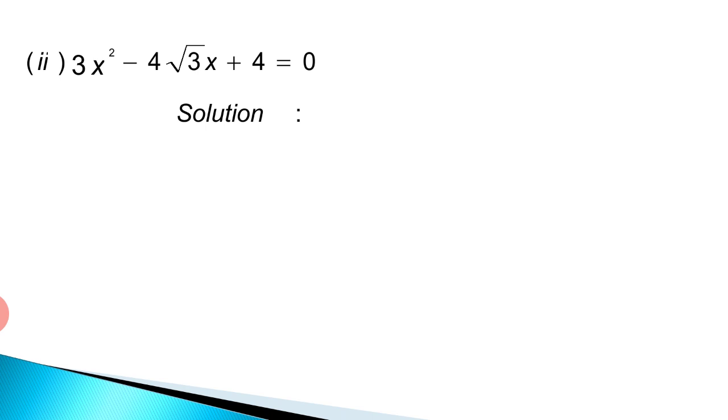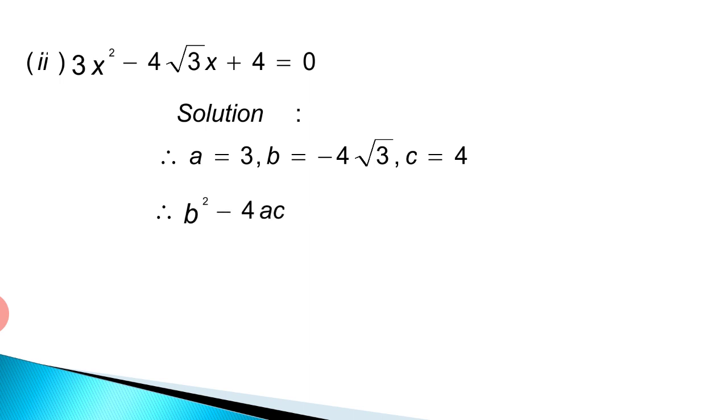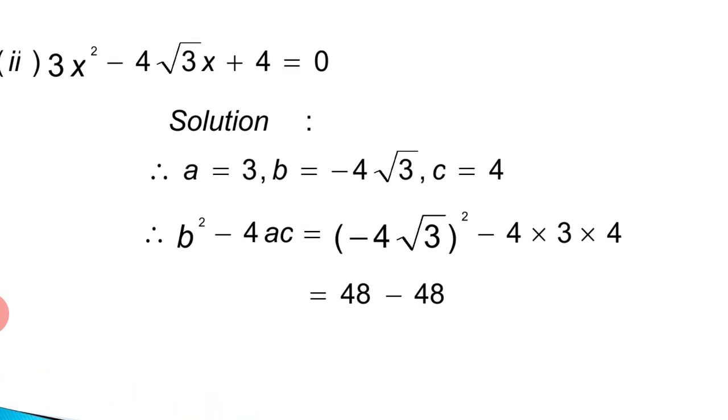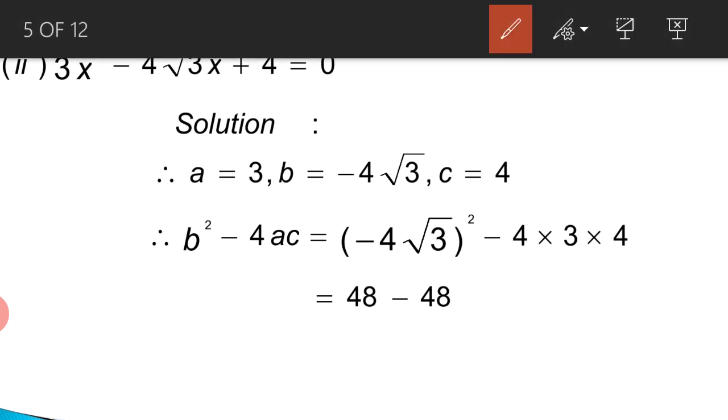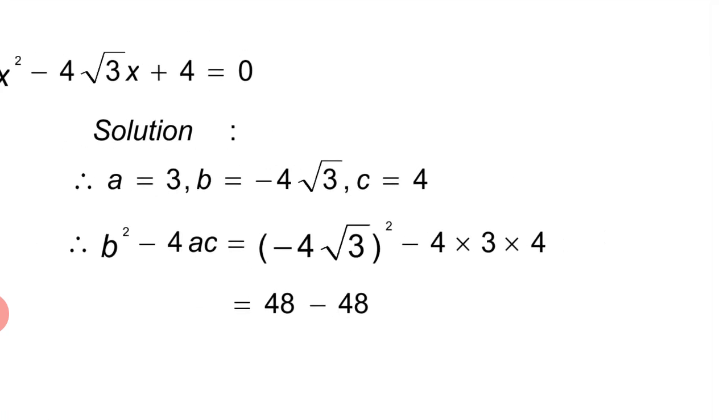Then coming to the second question. 3x square minus 4 under root 3x plus 4 is equal to 0. So again we identify a is equal to 3, b is equal to minus 4 under root 3, c is equal to 4. Find out the value of b square minus 4ac. Here you will find the square of minus 4 under root 3. Square will always be positive. So 4 square is 16 and square root 3 square is 3. So 16 3s are 48. Are you getting it? 4 3s are 12, 12 4s are 48. So 48 minus 48 comes out to be 0.